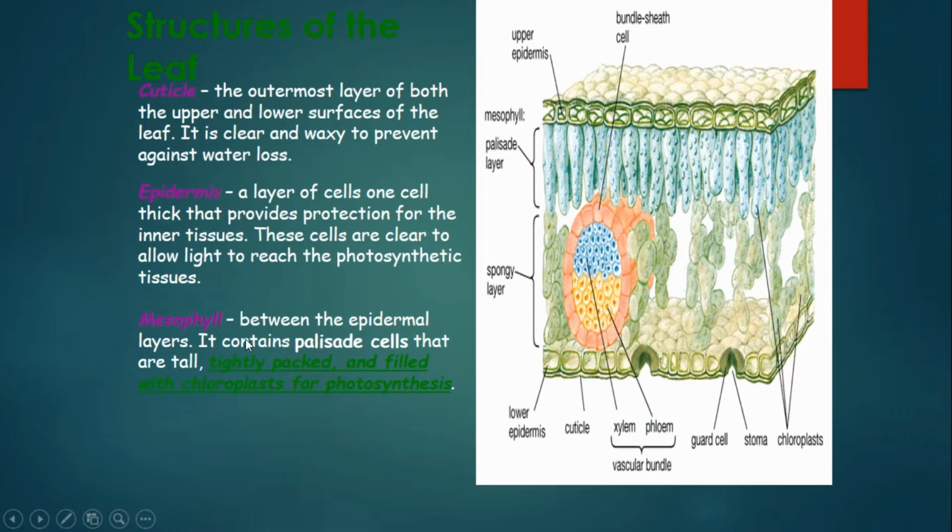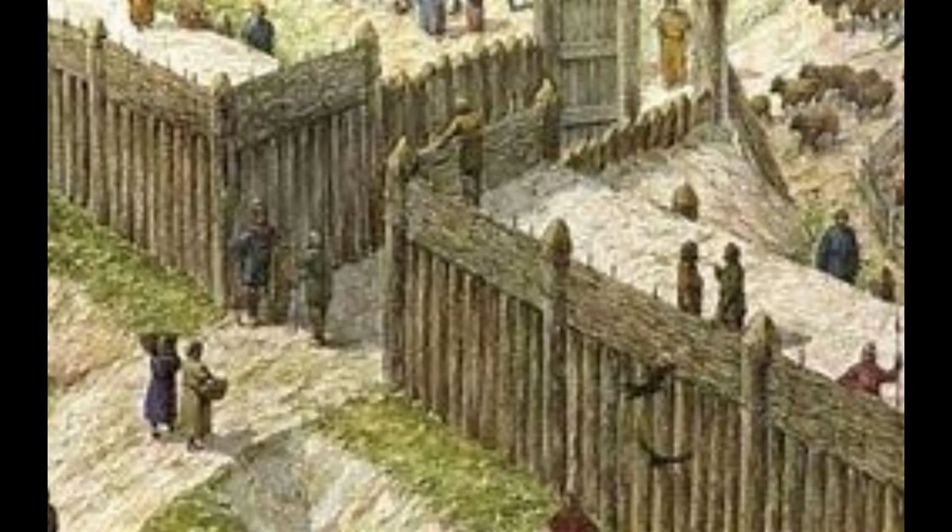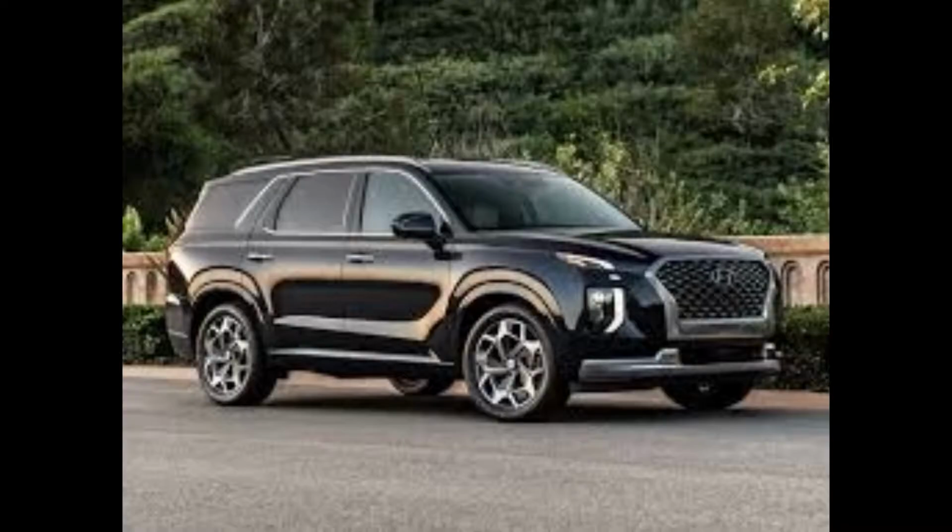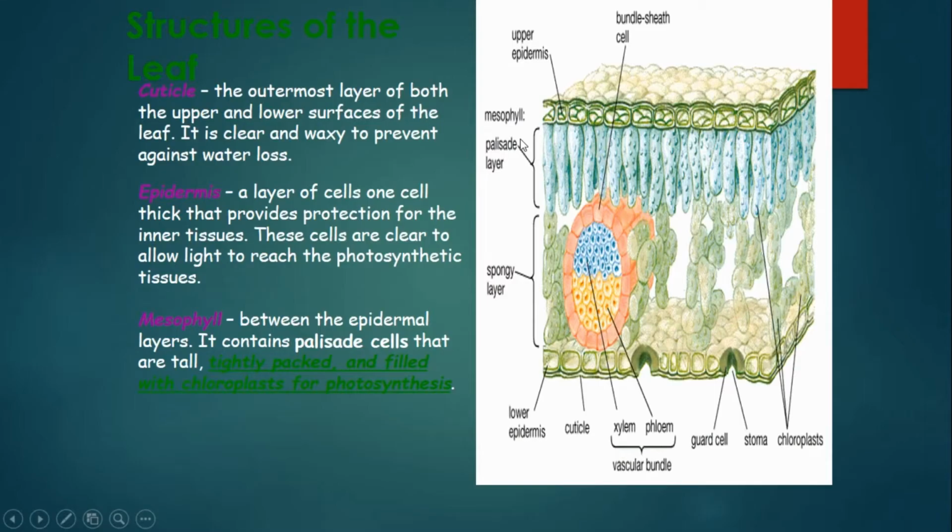Between the epidermal layers, it contains the palisade cells that are tall, tightly packed, and filled with chloroplasts for photosynthesis. A palisade is another word you use for a fence in a castle. This is a palisade at a medieval castle. This is a Hyundai Palisade. Yeah, go figure.